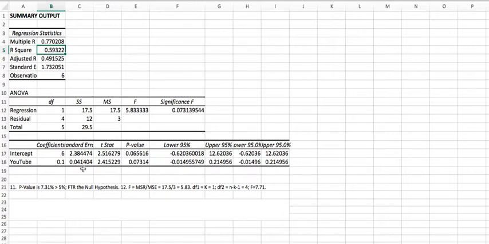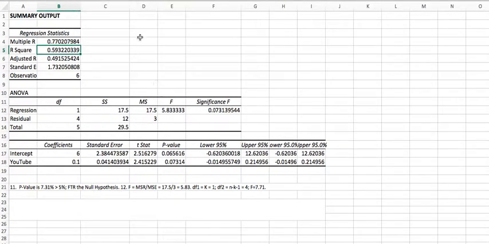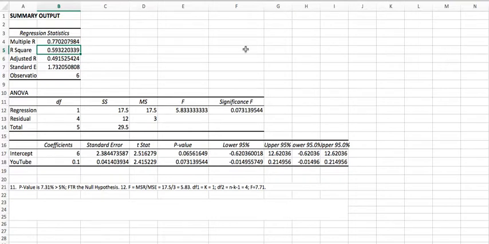But coming down here to the coefficients that we want to analyze, let me just widen out the columns. For problem number 11, we have the equation. In other words, sales would be equal to the y-intercept, 6, plus the slope, 0.1, times YouTube. That would be the linear equation. That's what we want to see.